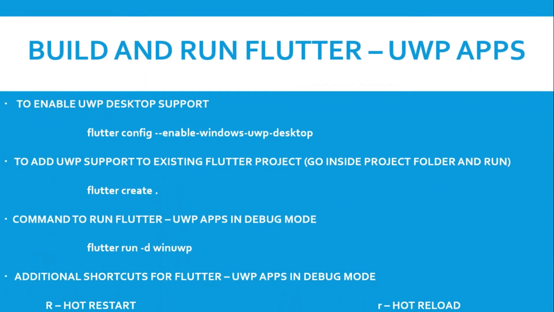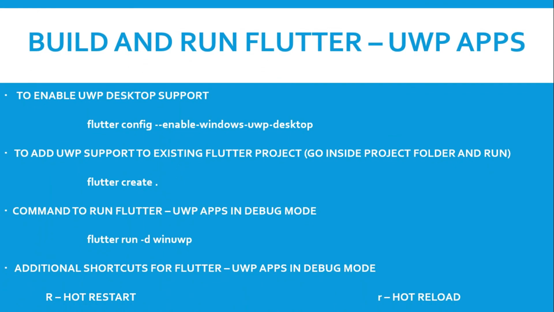And now these are the commands that we need to remember if we wish to build UWP apps with Flutter on Windows 10. To enable the UWP desktop support, the flutter config --enable-windows-uwp-desktop command is used. To add UWP support to an existing Flutter project, the flutter create command is used. The command to run Flutter UWP apps in debug mode is flutter run -d winuwp.